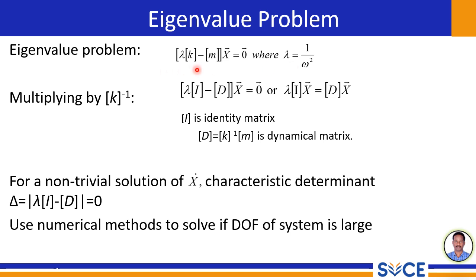By multiplying the equation by the inverse of the stiffness, we can rewrite it as λ times the identity matrix, which can also be expressed in this way, and it is defined in the form of D, that is the dynamic matrix, which is equal to the product of the inverse of the stiffness matrix and the mass matrix. So the dynamic matrix D is equal to K inverse times M. For a non-trivial solution for the eigenvector X, the characteristic determinant must be equal to 0. This is given by the equation.